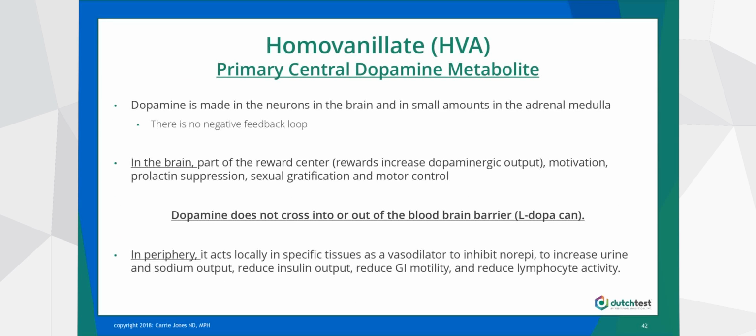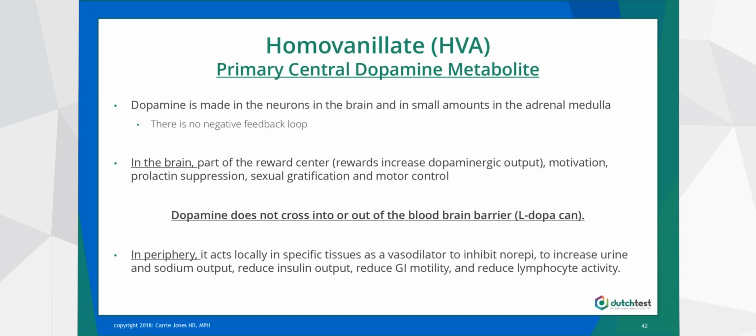All right, HVA. It's a primary central dopamine metabolite. It is made in the neurons in the brain, but in the periphery, it's made in small amounts in the adrenal medulla. There is no negative feedback with HVA and dopamine. In the brain, we know it is part of the reward center. When you do things that make you feel good, you get that dopamine rush, and then of course you want to do it again. That can be, quote unquote, healthy things like eating chocolate in moderation, or unhealthy things like cocaine or gambling. They get that rush and go back for more.